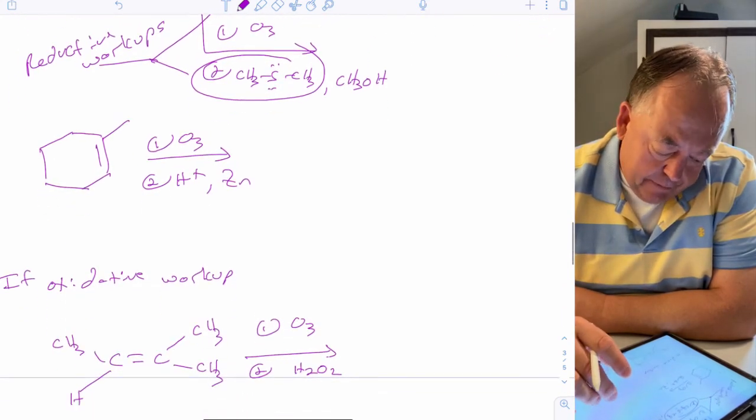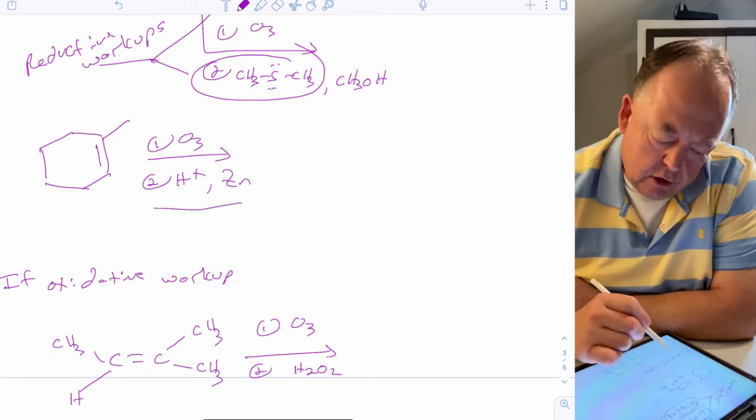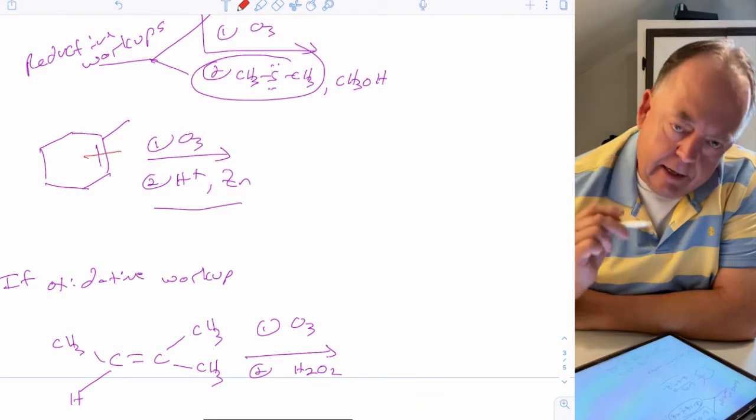Okay, so that's another example. So if we took this alkene with ozonolysis and a reductive workup, again, we're just going to take the double bond and we're going to split it in half.